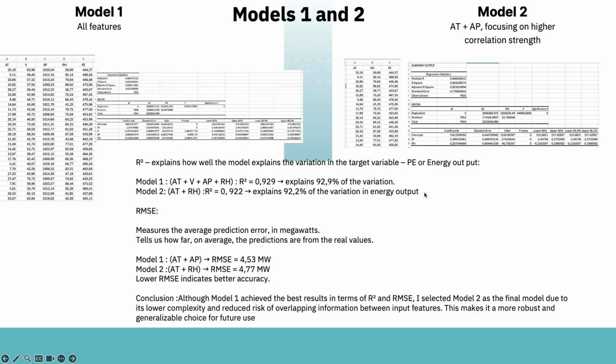Model 1, which included all four features, had the best performance on the training set, with an R² of 0.929 and an RMSE of 4.53 megawatts. Model 2, using only temperature and humidity, had a slightly lower R² of 0.922 and a slightly higher RMSE of 4.77. Despite that, I selected Model 2 as the final model because it's simpler, reduces the risk of multicollinearity, and still maintains strong predictive performance. It's a more generalizable and efficient option for future use.